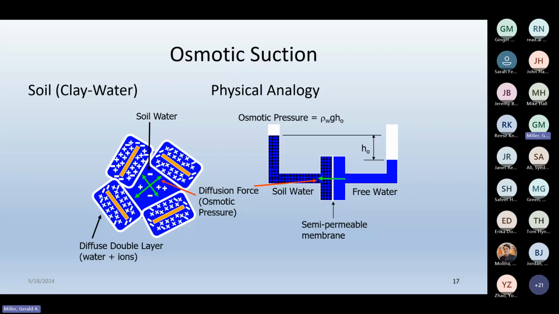So if you have a semi-permeable membrane separating soil water from free water, water without ions, that membrane lets water molecules pass, but it doesn't let the salt ions pass. So what happens is you'll see the level on the saltwater side is higher, and that's because of that diffusion force. There's less concentration of water molecules on the soil water side, so water molecules are diffusing into that side, and that's what's causing that osmotic pressure.